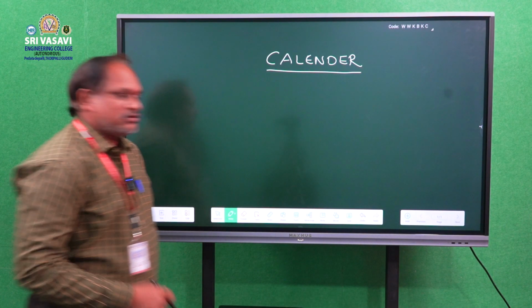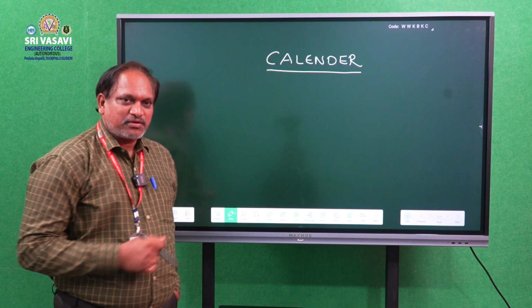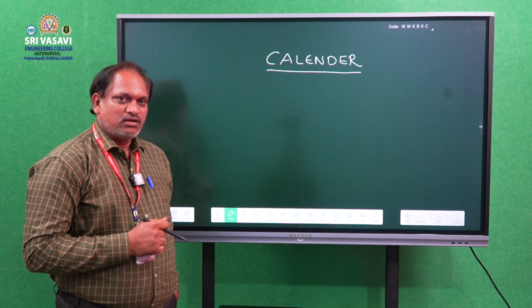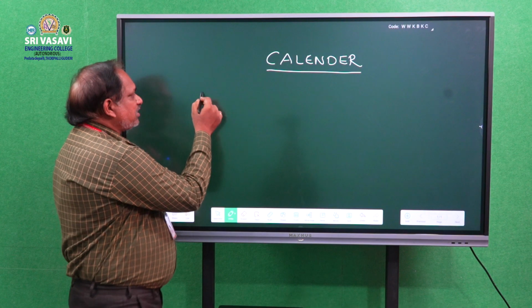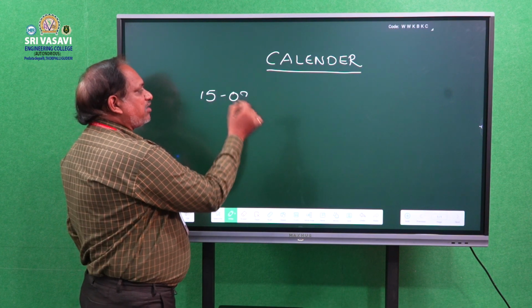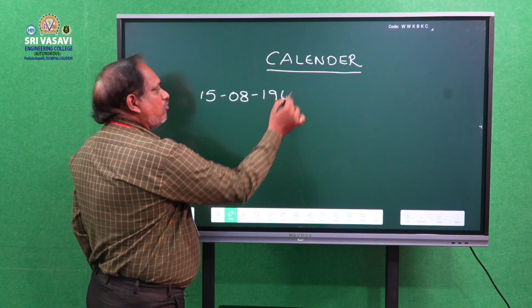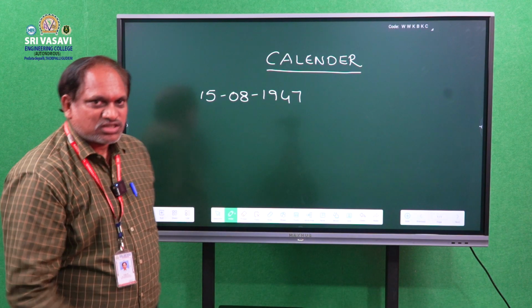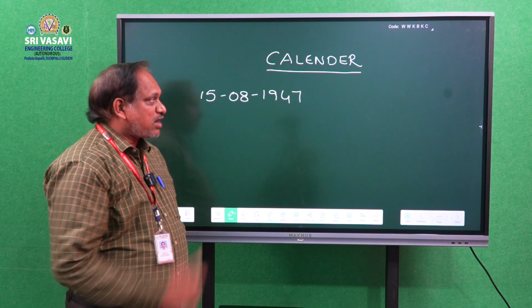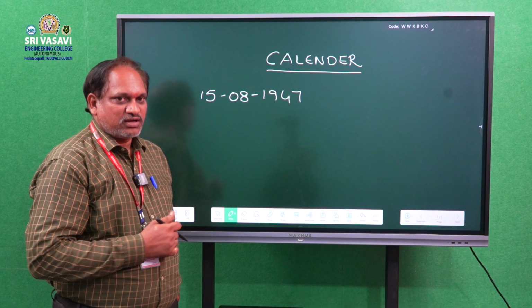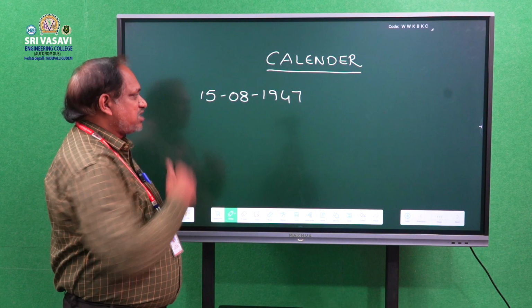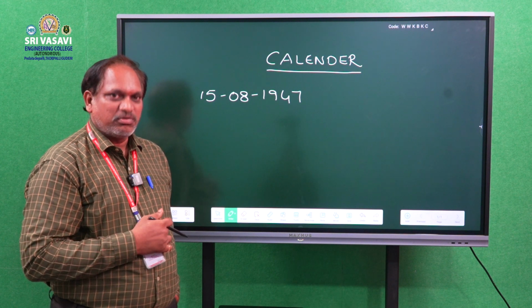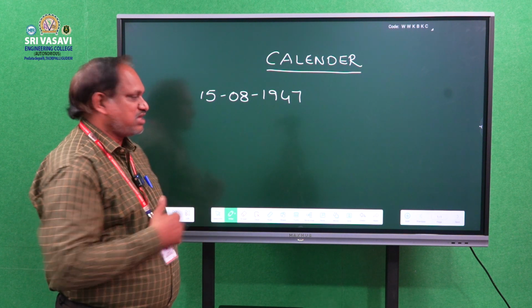Mainly, how are questions related to calendar asked? They give one particular date, for example 15th August 1947, and ask to find the day on 15th August 1947. The dates or years may change, but the question pattern and the procedure are the same.